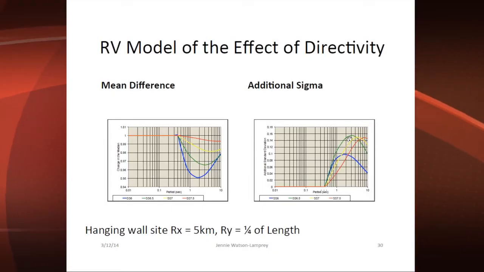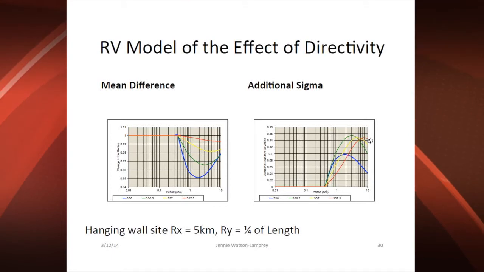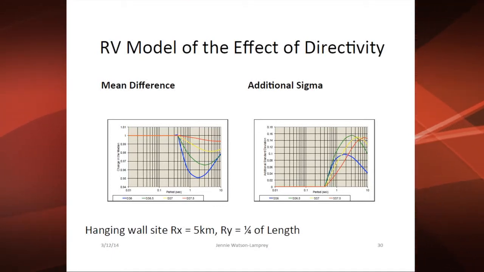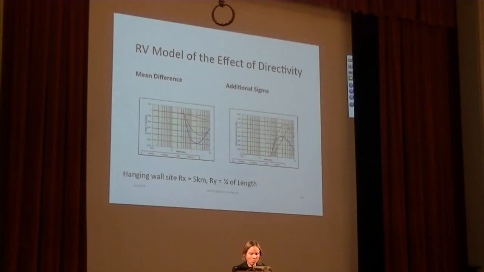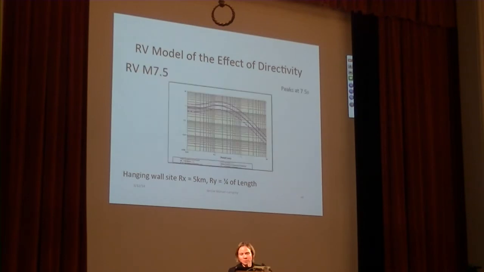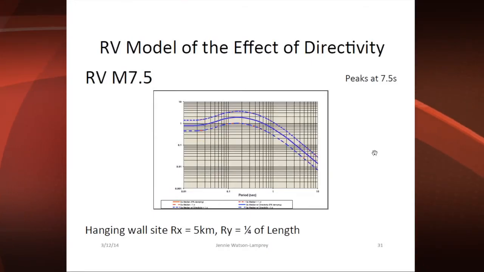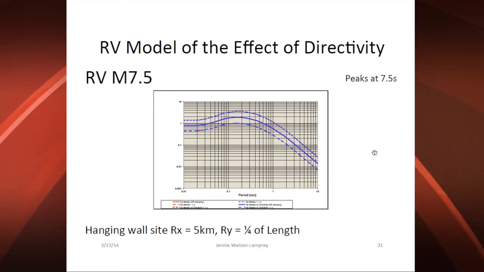So that's a very small change in the total standard deviation, like 0.02, excuse me, not 0.2. I'm only showing the spectra here for the magnitude 7.5. Basically, the blue lines and the red lines plot on top of each other there, so there's not a huge difference.